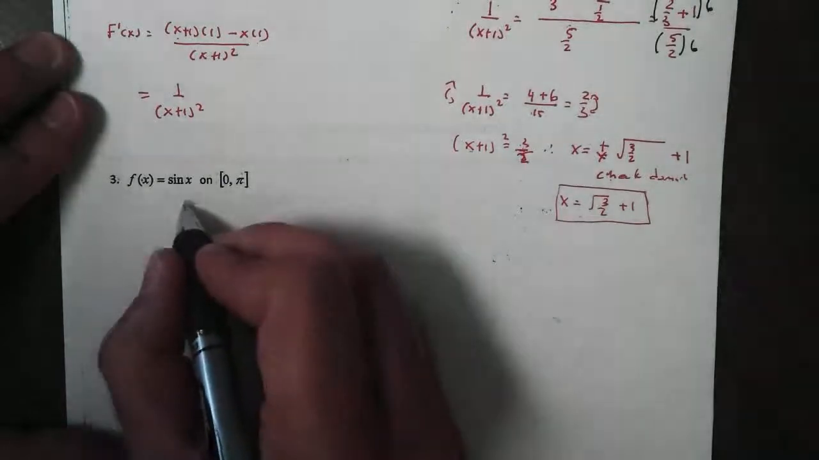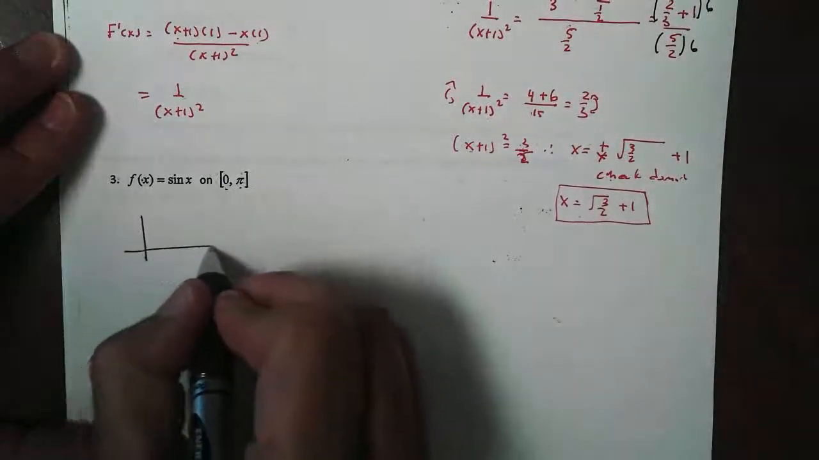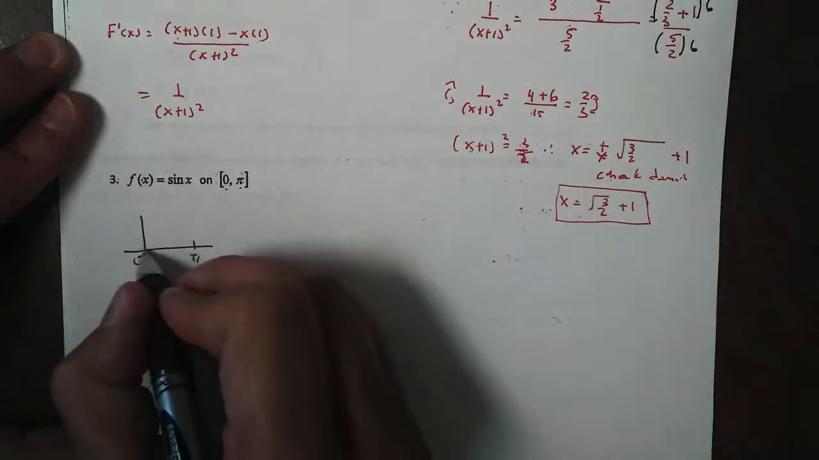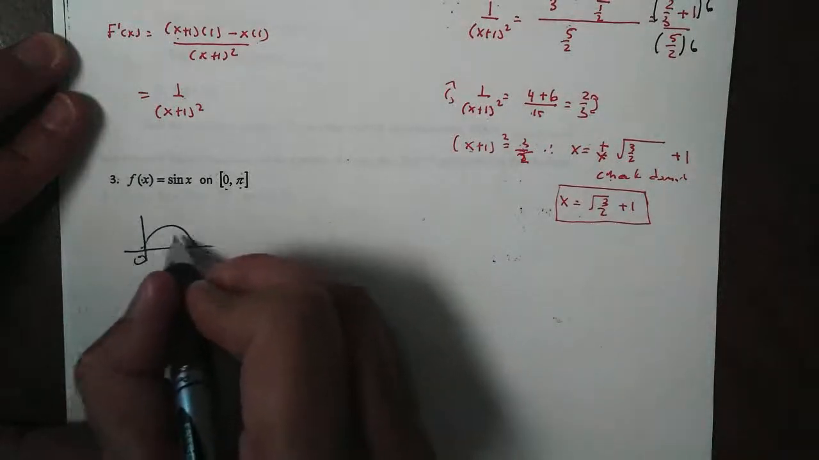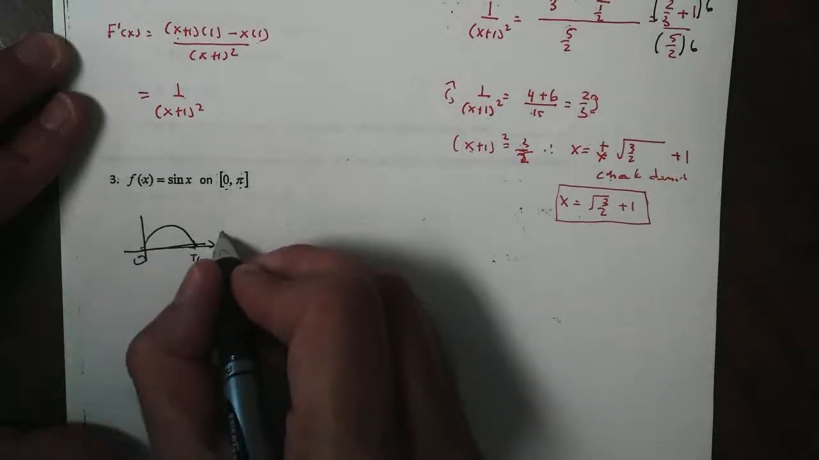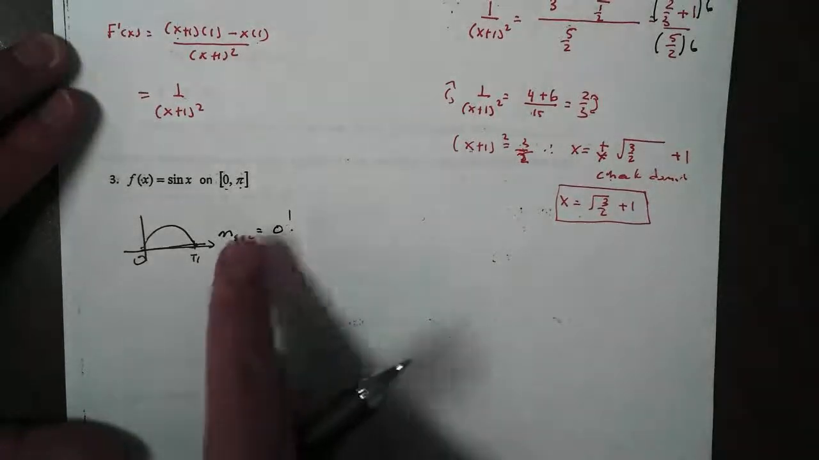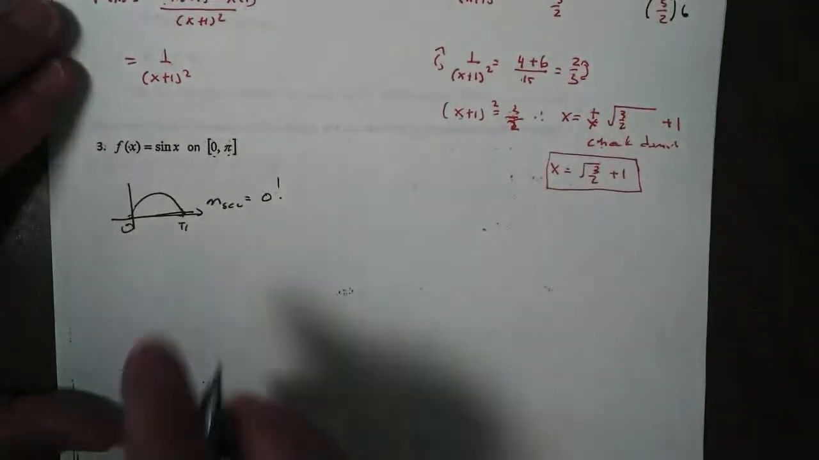So let's take a look here. Sine function. Well, we know sine between 0 and pi. If I were to graph sine between 0 and pi, it looks like this. Definitely continuous, definitely differentiable. But what I want you to notice is, what can you tell me about their secant slope there? It's going to be 0. So we should anticipate a 0 slope right here.